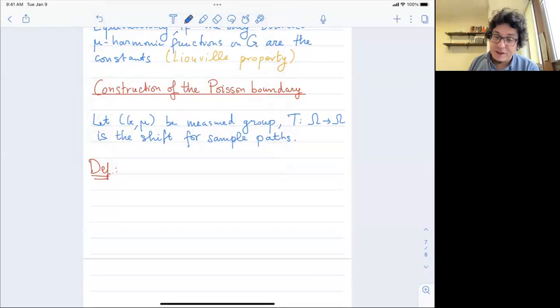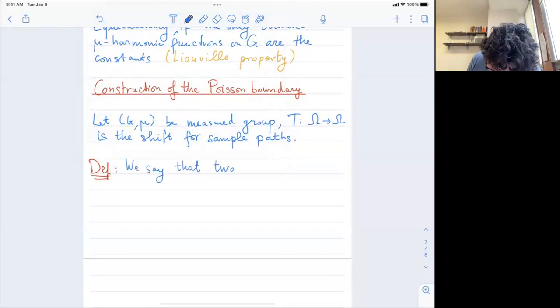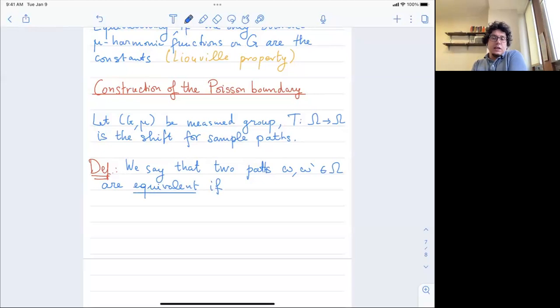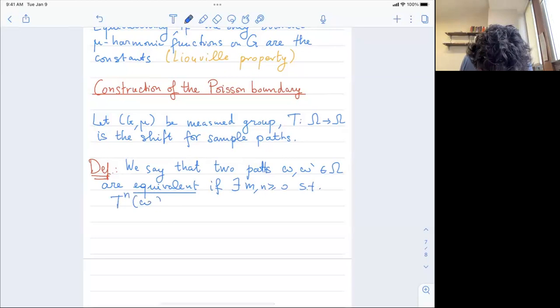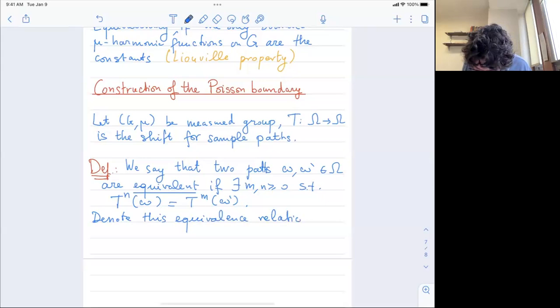So the first thing you want to say is that two paths omega, omega prime in omega are equivalent if at some point after some number of shifts they coincide. So if there exist m and n such that T^n of omega equals T^m of omega prime. Okay, and so we denote this equivalence relation as the equivalence relation with this T.